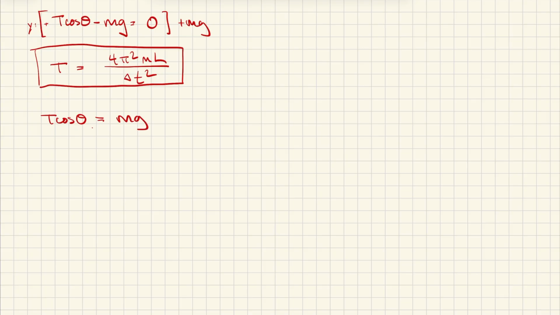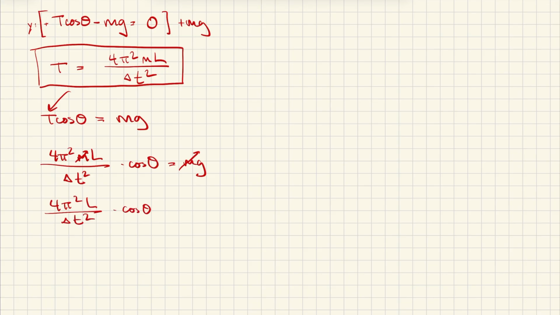Then I can recognize that if I just plug in my expression for t here, I can solve for theta directly, right? Since t is already in terms of just givens. And so after substitution, this becomes 4 pi squared ml over delta t squared times cosine theta equals mg. After looking at this, we can see that there's a factor of m on both sides, so we divide both sides by m and get rid of these common factors. Then we have something that looks like 4 pi squared L over delta t squared times cosine theta equals g.